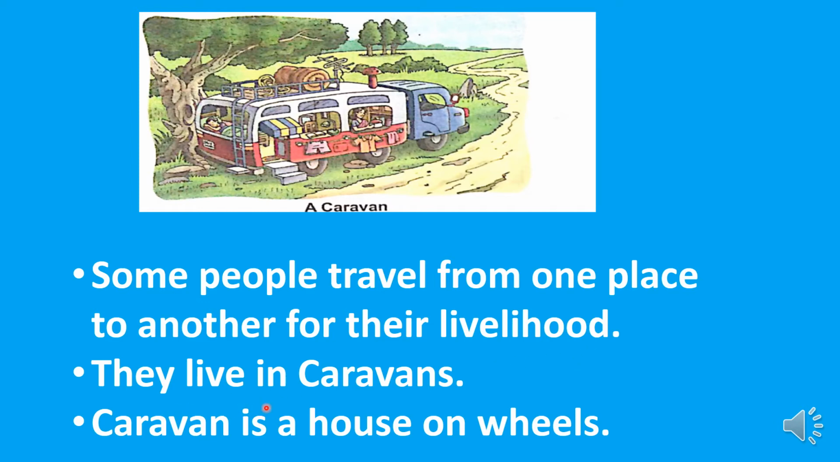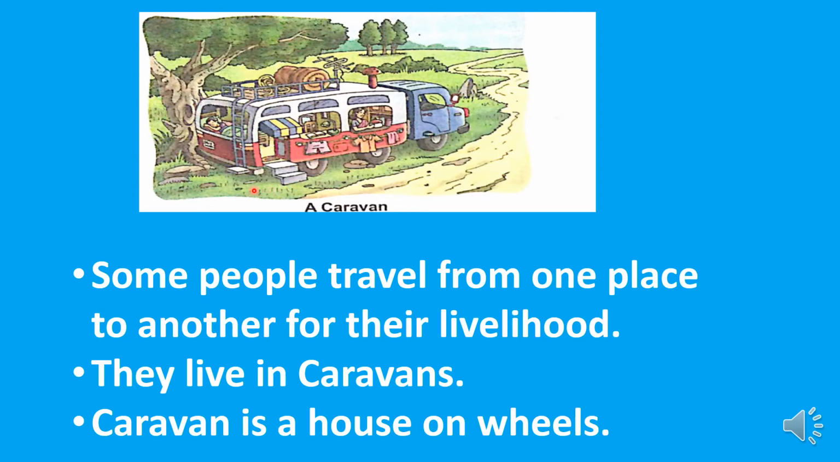So, they want to move from one place to another place, so they live in caravans. Caravan is a house on wheels. See this house? A caravan is a house on wheels.